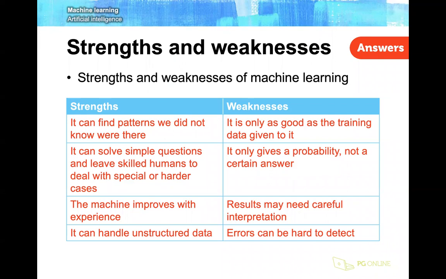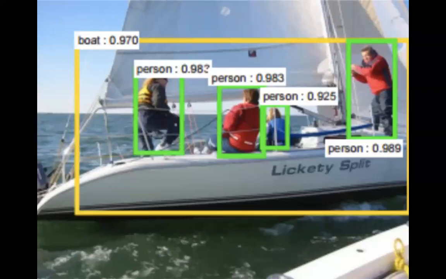If you give it bad training data, then the entire machine learning algorithm will just be terrible. It only gives a probability, not a certain answer. It won't know for certain that this is a human, even if it had most of the characteristics, and it won't know for certain that this is a dog, and it won't know for certain that this is a cat. Next, results may need careful interpretation, and errors can be hard to detect.